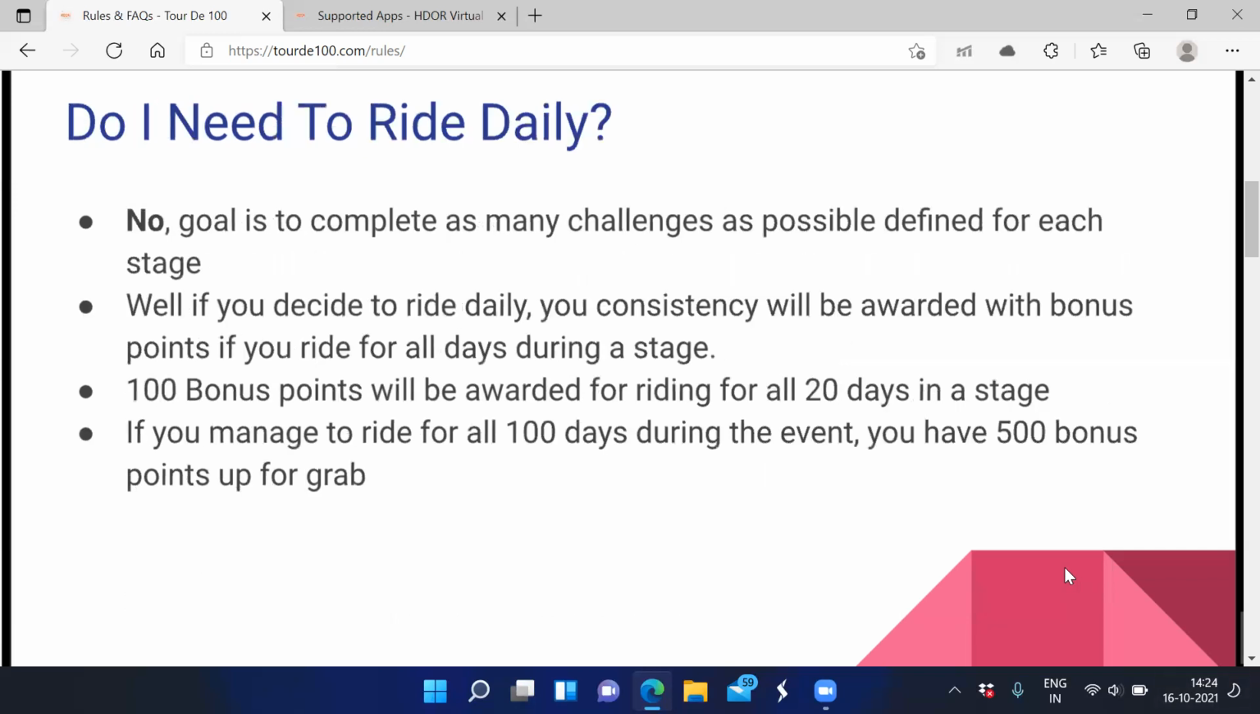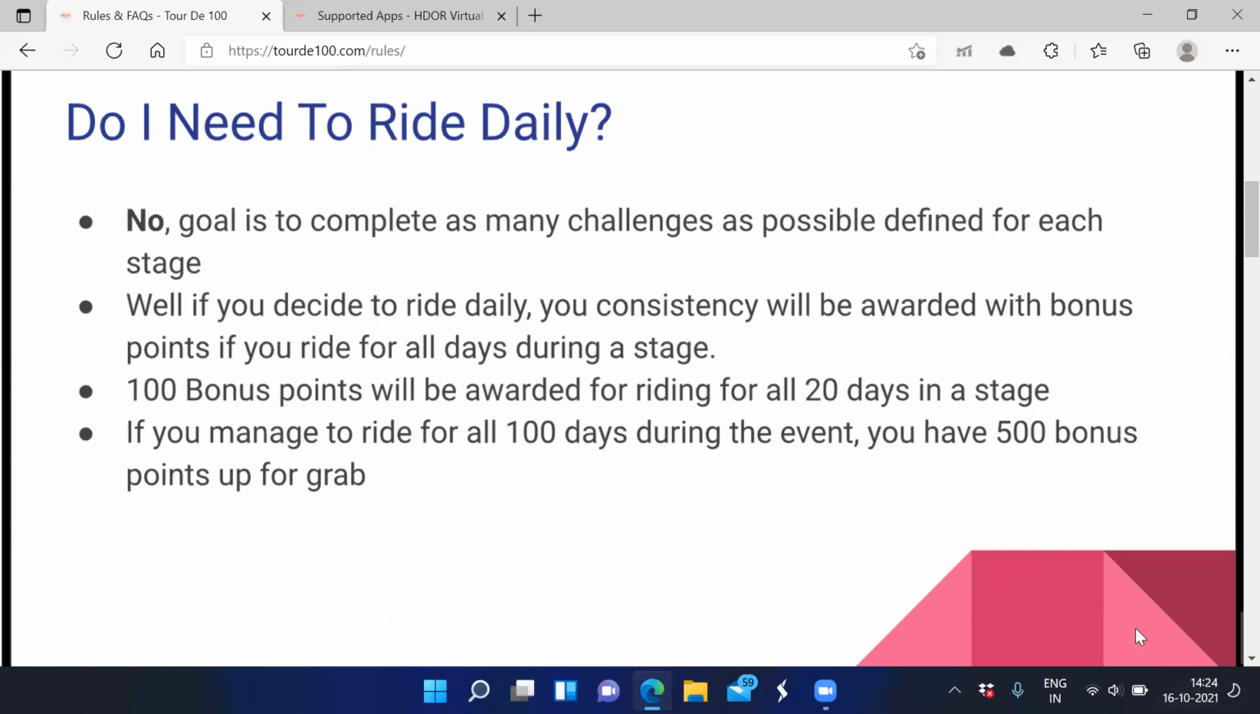Moving ahead. Do I need to ride daily? Obviously, no, it's not compulsory that you ride daily. It's your individual choice. If you want, you can ride daily. And definitely, if you ride daily, there are perks given in this challenge as well. So the goal is to complete as many challenges as possible, as defined for each stage.